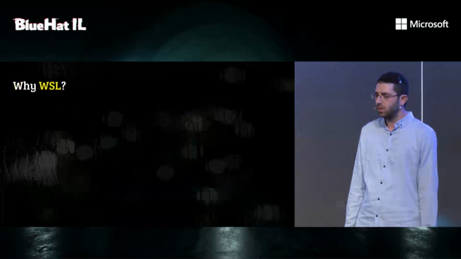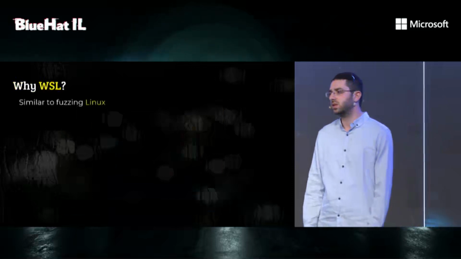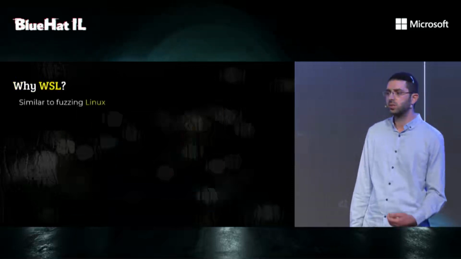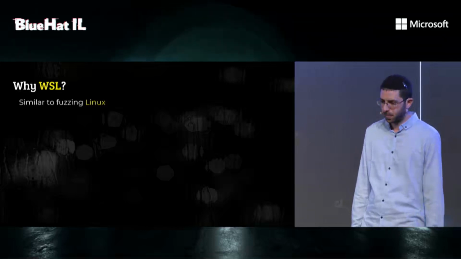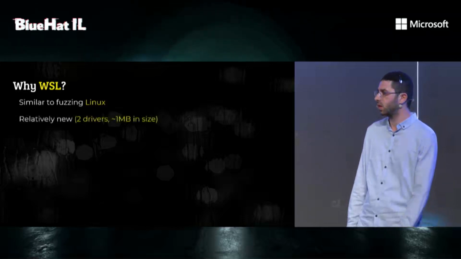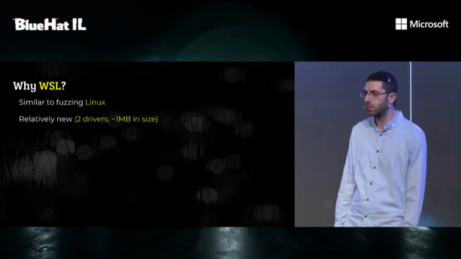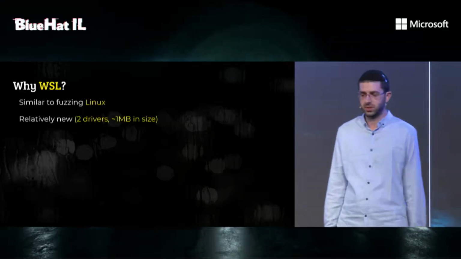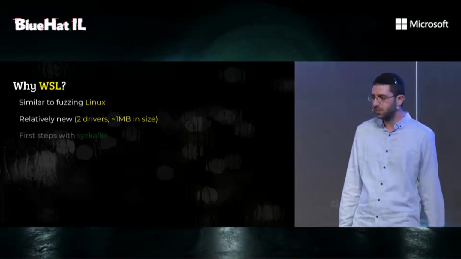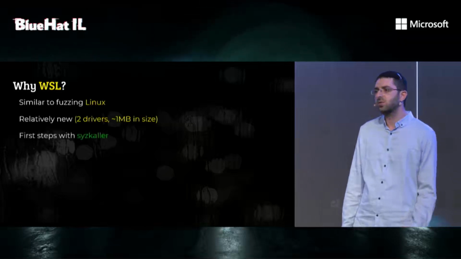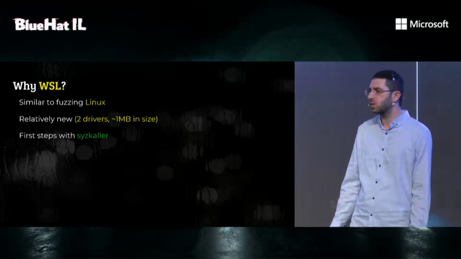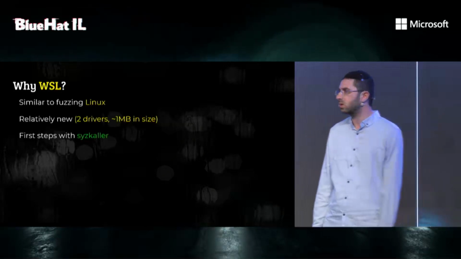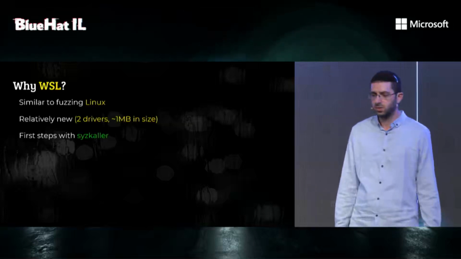At this point, we decided to fuzz WSL because fuzzing WSL is very similar to fuzzing the Linux kernel. We can reuse most of the existing grammar and the executor. It is relatively new, has two drivers which are around 1 megabyte of code, with few CVEs. And finally, we wanted to find bugs for a full chain, but we also wanted to get some experience with syscaller on Windows. So it looked like a good first step for us.